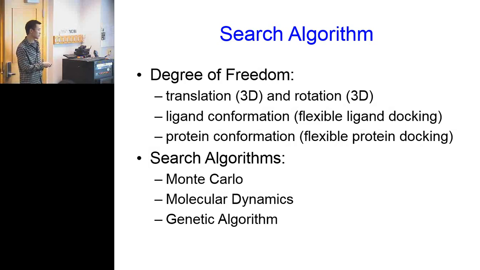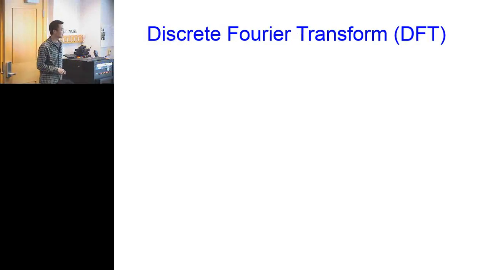So usually people use Monte Carlo simulated annealing or molecular dynamics simulated annealing to search for the lowest energy. Another popular algorithm is the genetic algorithm, which searches for the minimum energy pose and is quite effective. Okay, any questions so far about protein-ligand docking? This is the background, I guess. No? Okay, let's move on to the Fourier transform.